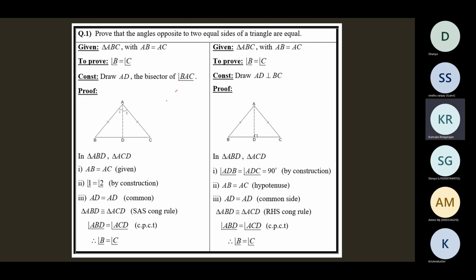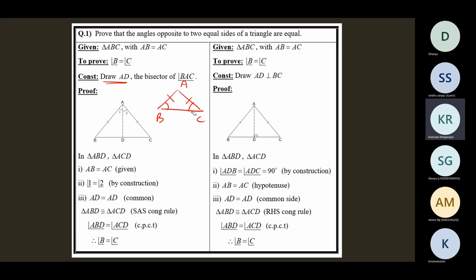Now, since we have only one triangle ABC with AB equal to AC, and we have to prove that angle B is equal to angle C, we are going to use the concept of congruency, for which we need two triangles. That is by the construction. So that we have two triangles, and angle B will be a part of this triangle, angle C will be a part of this triangle. So you can easily show that these two triangles are congruent, and hence angle B is equal to angle C, by CPCT.